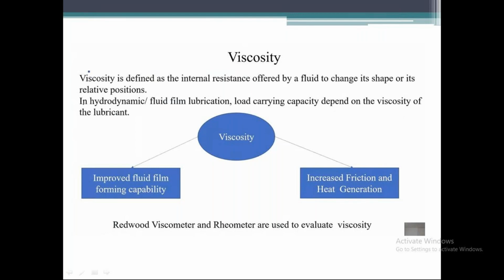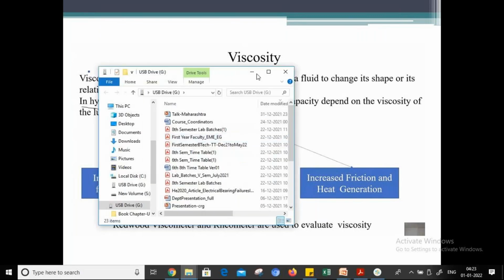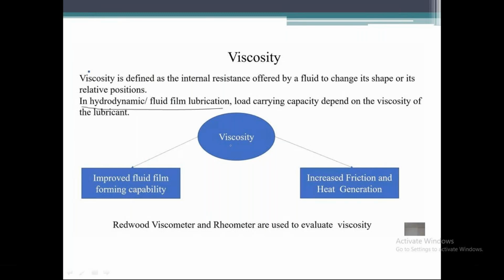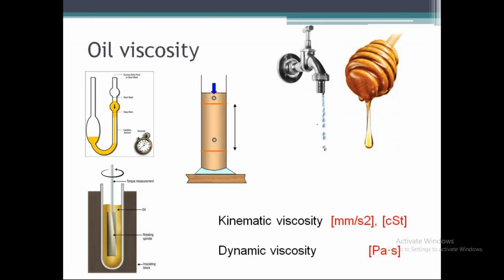So this will come when we deal with lubrication. Okay, different types of lubrication. So viscosity has two main functions: improved fluid film forming capability and increased friction and heat generation. Okay, so this we will see when we study lubrication. So basically it shows how the lubricant will flow, either through gravity or through the shearing action.